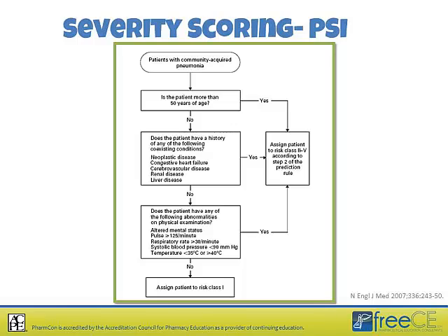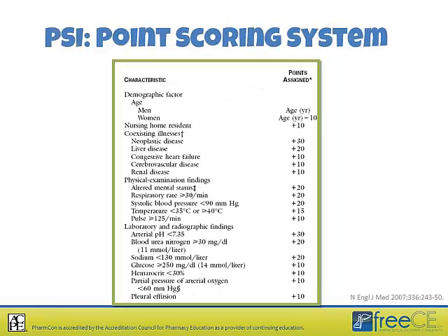I think the next slide is really significantly more helpful, but you're going to use this algorithm in combination with this scoring system. So you get various points assigned based on demographic factors, coexisting illnesses, physical examination findings, as well as laboratory and radiographic findings. So once you've determined your score, you then put people in different risk classes from 2 to 5. So if their score is less than 70, they're risk class 2. If they're 71 to 90, they're risk class 3. 91 to 130, risk class 4. And 130 and above, they're risk class 5.